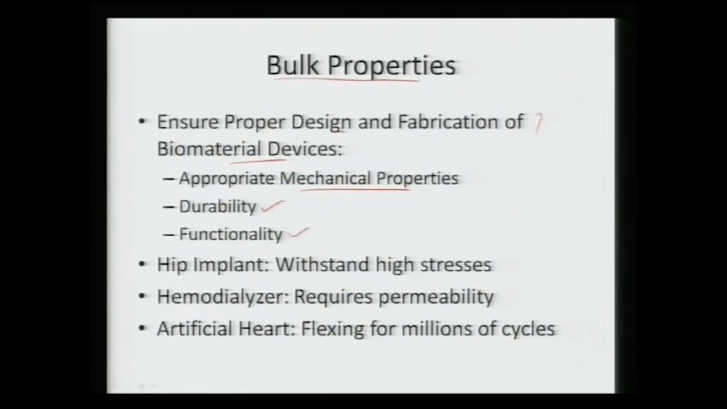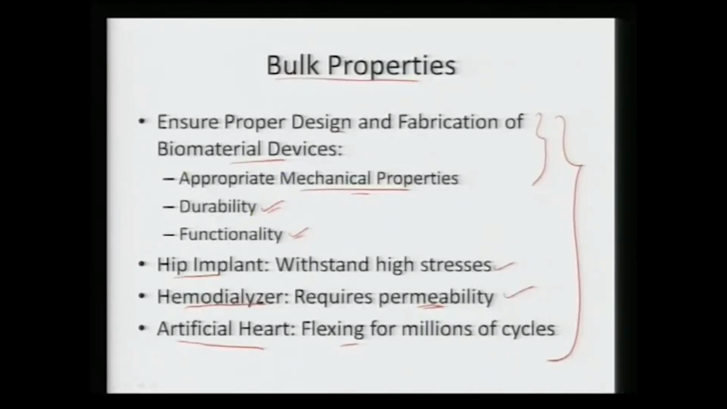So, the bulk properties dictate the appropriate mechanical response, chemical response and biological response once they are inserted into the body. Such as a hip implant, it has to withstand very high stresses, that is the structural requirement. A hemodialyzer requires very good permeability, and that is a fabrication requirement. An artificial heart needs flexing for millions and millions of cycles. So, we can see a variety of requirements for a hip implant, hemodialyzer and heart implant: withstanding high stresses, high permeability, or flexing for millions of cycles.